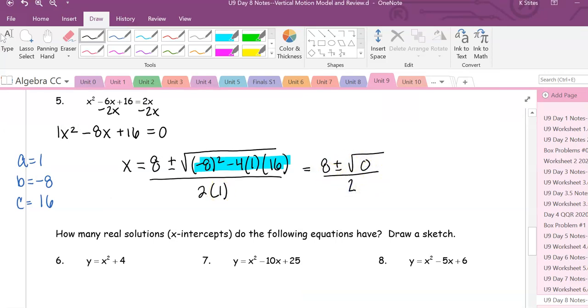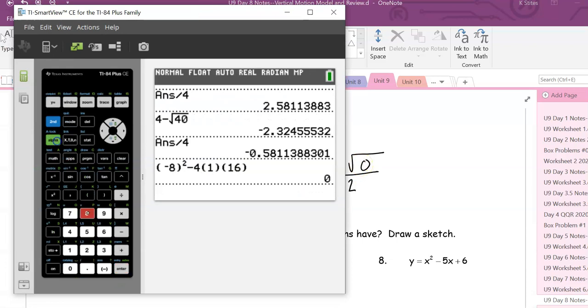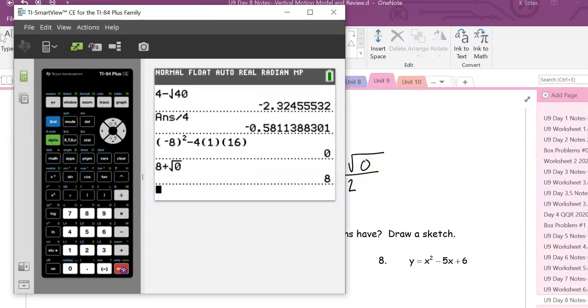All right, so whenever you have a discriminant of 0, this means you're only going to have one answer. But I'll show you, that's because square root of 0 is really just 0, so you're not adding or subtracting anything. But if you feel more comfortable typing it in, that's okay. It would look like this. Just don't forget you're dividing by 2.